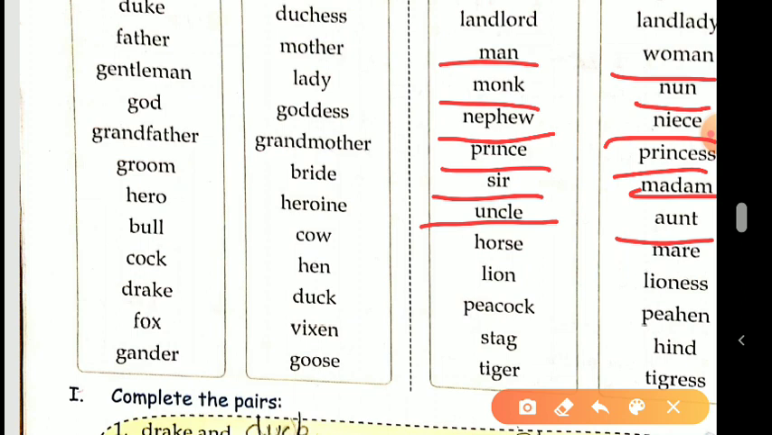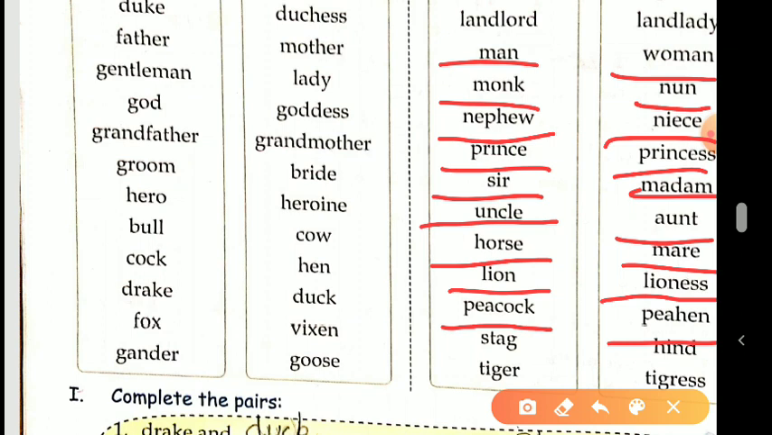Now, next word is horse. Everyone knows horse, and the feminine gender of horse is mare. Then comes the animal lion, king of the jungle. So, the feminine gender of lion is lioness. Then comes peacock. The feminine gender of peacock is peahen. P is common, and cock and hen. If you remember cock and hen, then you'll remember peacock and peahen. So, peacock, peahen.